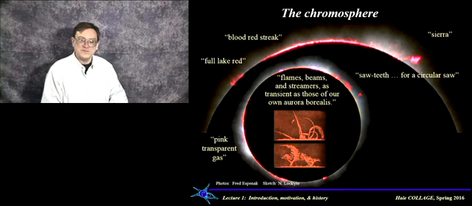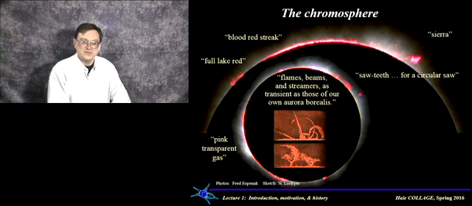I'm indebted to Kevin Reardon of the NSO for collecting a lot of the old references to the chromosphere, because for some reason when talking about the chromosphere, people got very poetic. You can see a lot of the little quotes here: full lake red, blood red streaks, sierras, and saw teeth for a circular saw. Norman Lockyer, who I'll mention in a second, sketched some of the structures, flames and beams and streamers of the solar chromosphere. And it's just sort of a fantastic little artistic outlet that the scientists got to do when they would discuss the chromosphere.